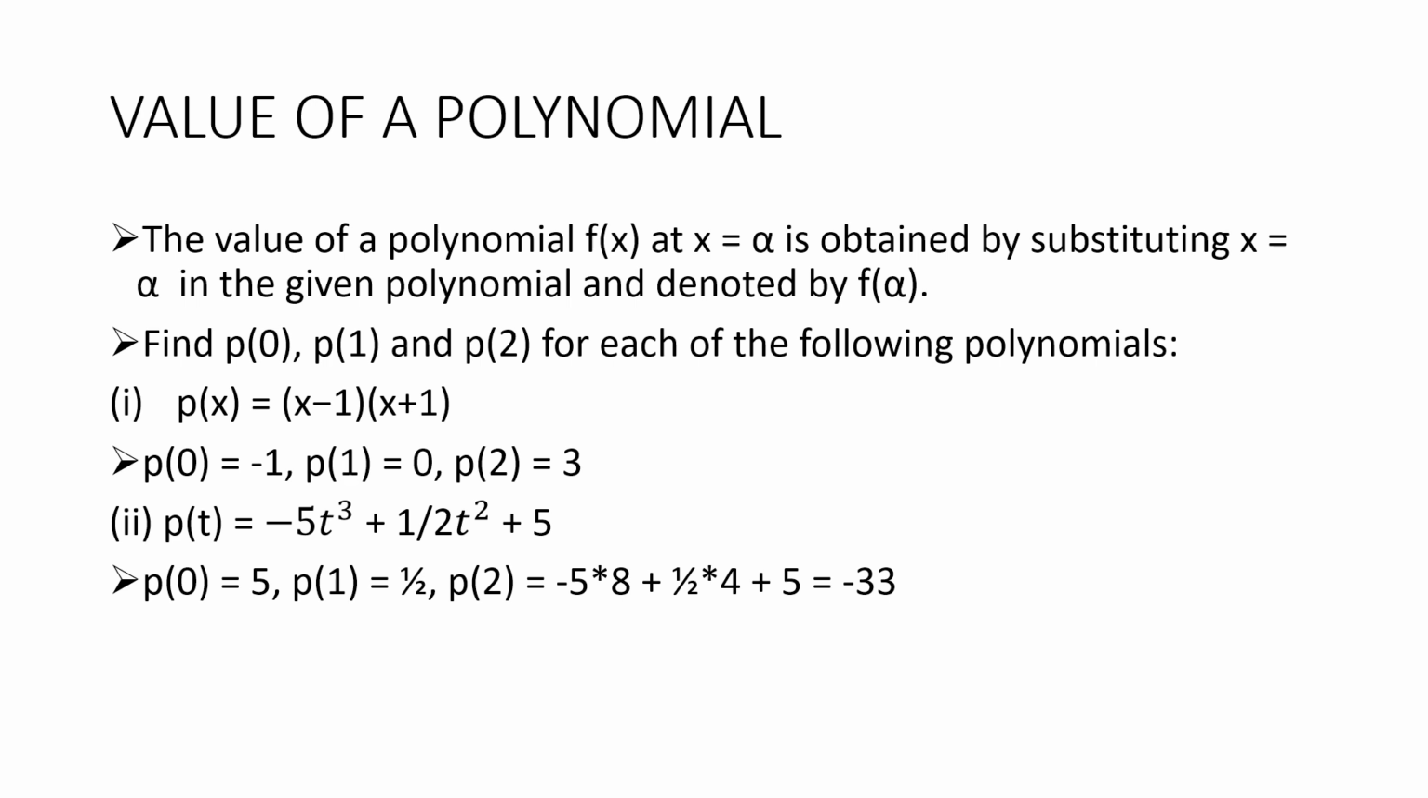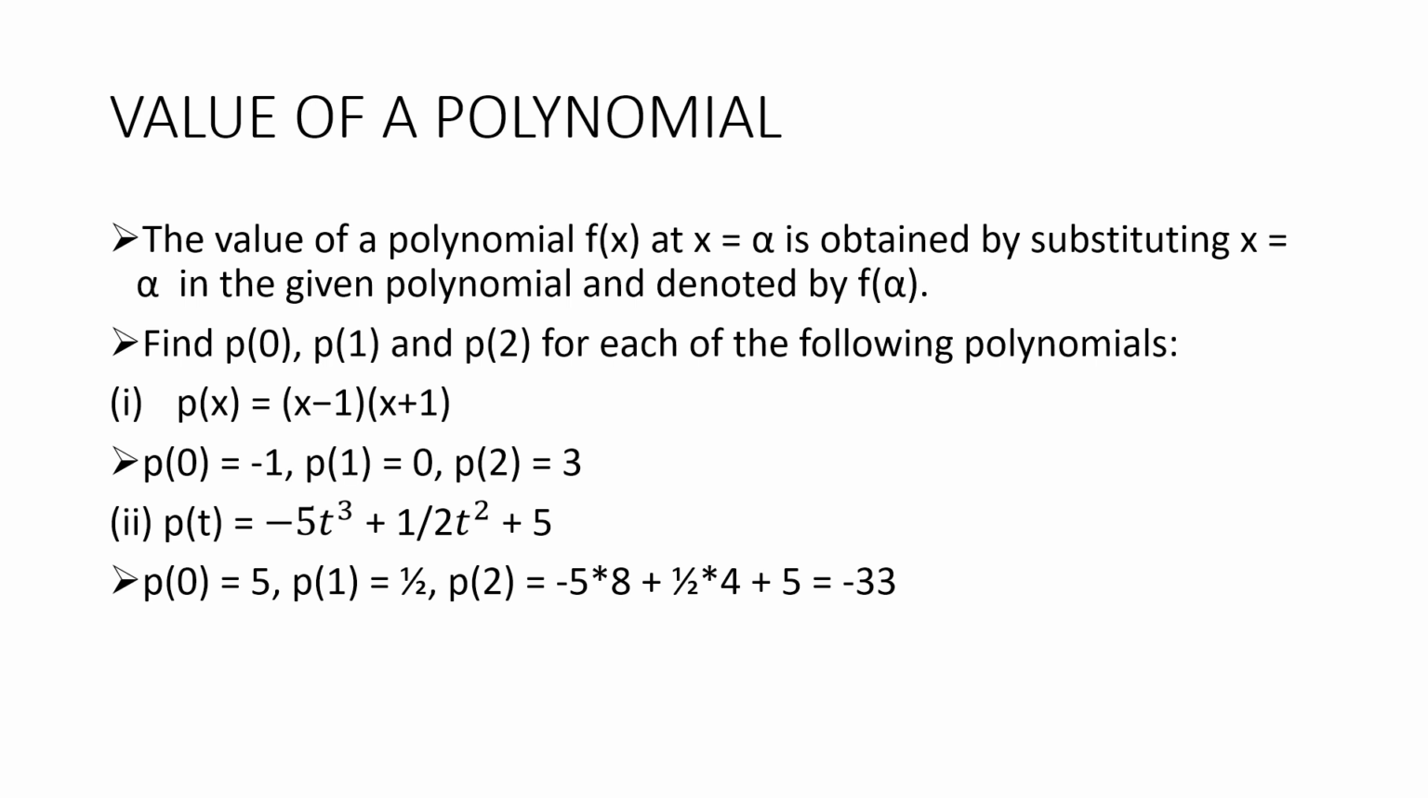For example, find p of 0, p of 1 and p of 2 for each of the given polynomials. First one, suppose the polynomial is (x minus 1) into (x plus 1). So to find p of 0, just put x is equal to 0 in it. So the answer is minus 1 into plus 1, which is minus 1. For p of 1, put x is equal to 1. So putting x is equal to 1, we get p of 1 as 0. For p of 2, put x is equal to 2. So (2 minus 1) into (2 plus 1), which is 3.